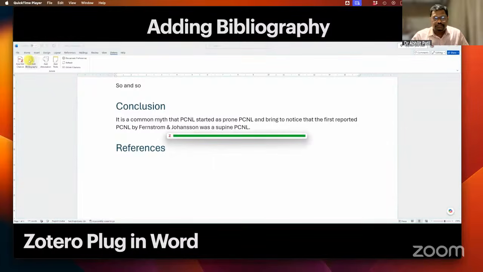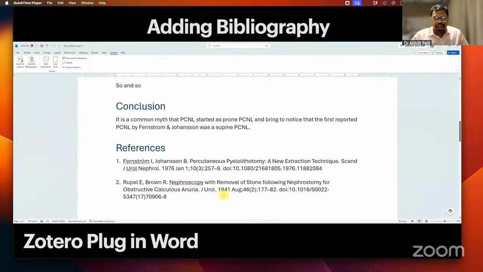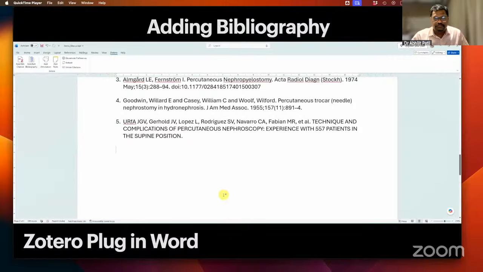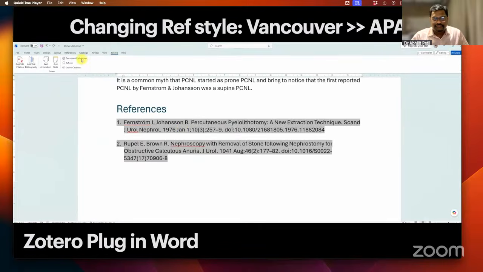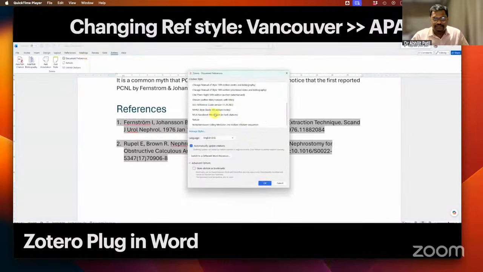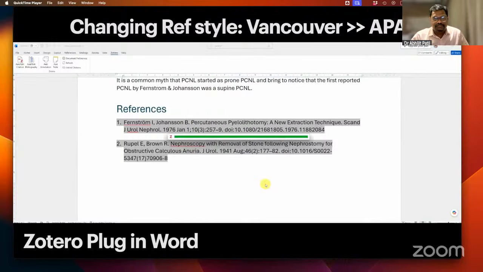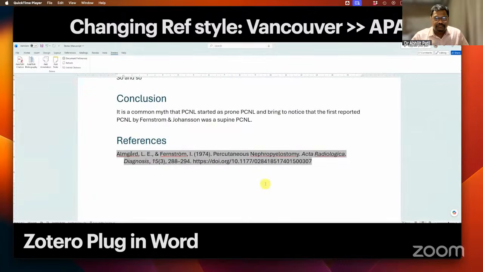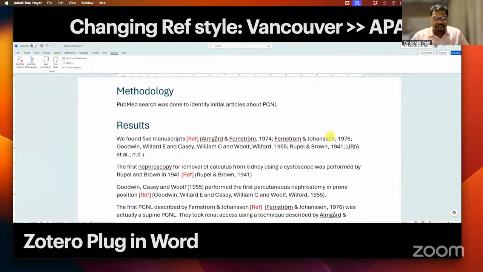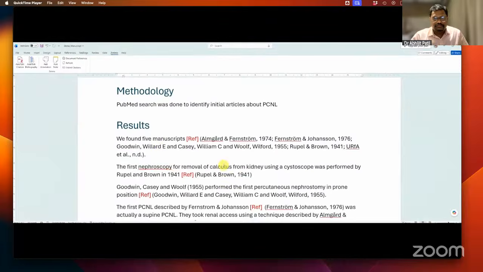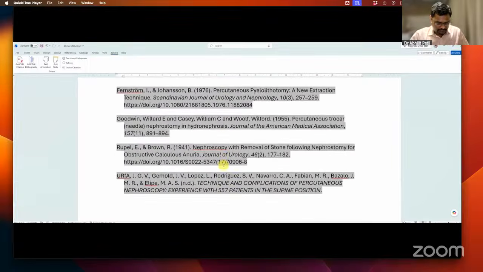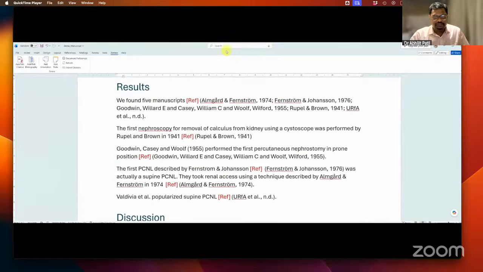To add bibliography, go to Zotero and add bibliography. All references are now added. To change the reference style, go to document properties and select the style that is needed. This is required when your manuscript is transferred from one journal to another journal and the other journal requires the document in a different format.